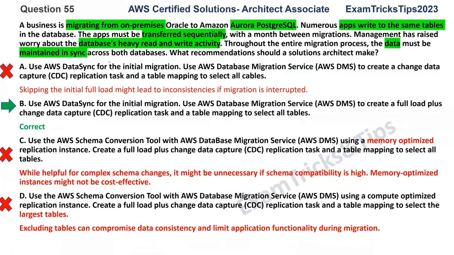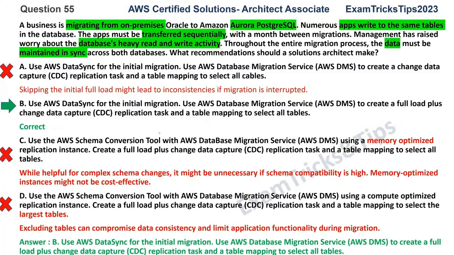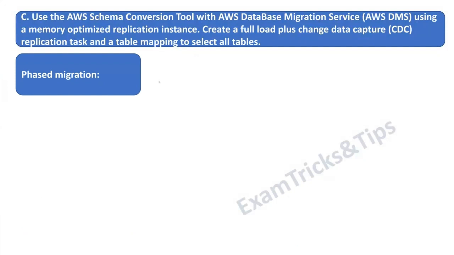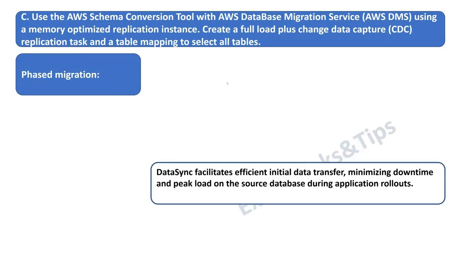The answer for this particular question is option B: use DataSync for initial migration, then Database Migration Service to create a full load plus CDC replication task and a table mapping to select all tables. So all tables is a key keyword here for why this option is the correct one. Let's look at various characteristics and advantages of this option. The first one is phased migration. DataSync facilitates efficient initial data transfer, minimizing downtime and peak load on the source database during the application cutovers.